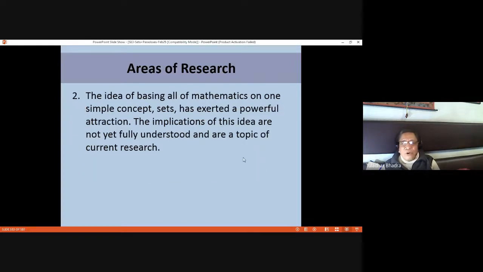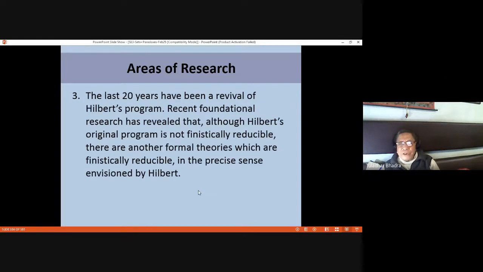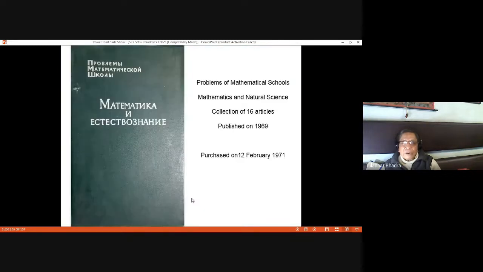The idea of basing all of mathematics on one simple concept, set, has exerted a powerful attraction. The implications of this idea are not yet fully understood and are a topic of current research. The last 20 years have been a revival of Hilbert's program. Recent foundational research has revealed that although Hilbert's original program is not reducible, there are other formal theories which are reducible in the precise sense envisioned by Hilbert. So that was the article I wrote about 21 years back.